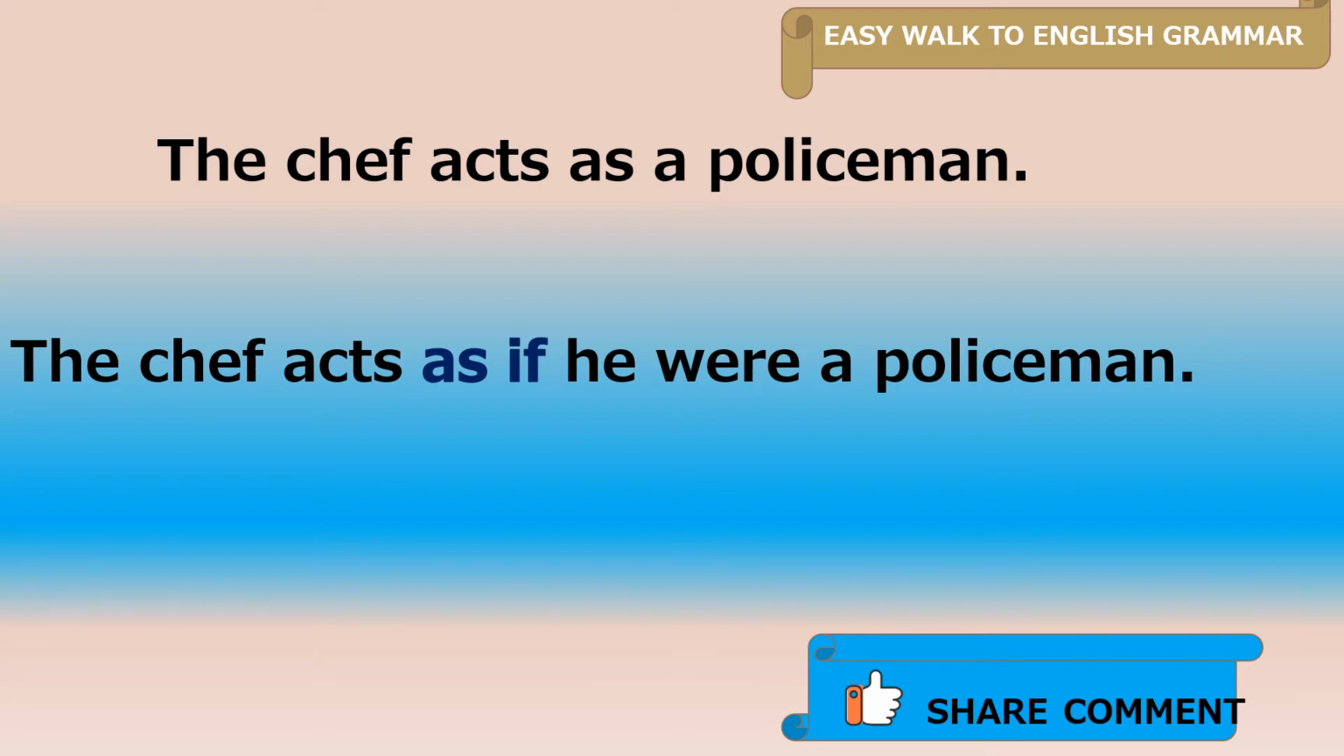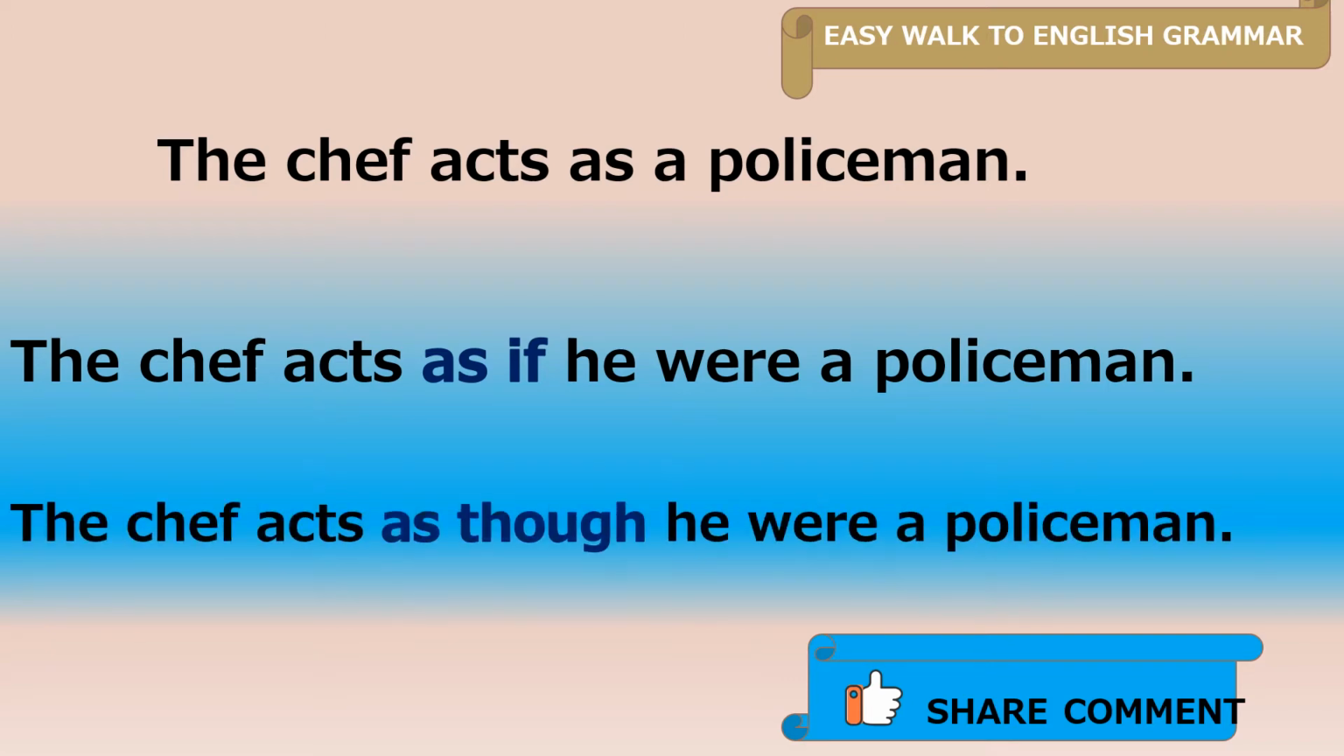Hope you understood. We can bring in the same sense with the help of another phrase like this. The chef acts as though he were a policeman. The phrase as though also helps us to bring in the sense that the chef purposefully pretends as a policeman in order to deceive someone or to make fun of someone. This is the use of as if and as though in English. They will help you a lot in making your sentences formal and accurate.